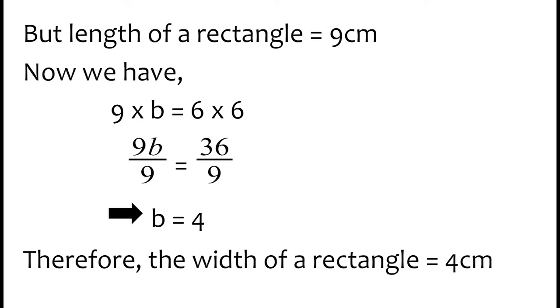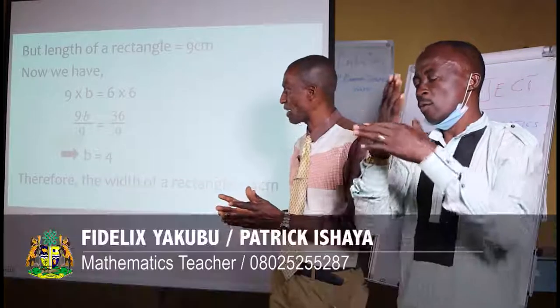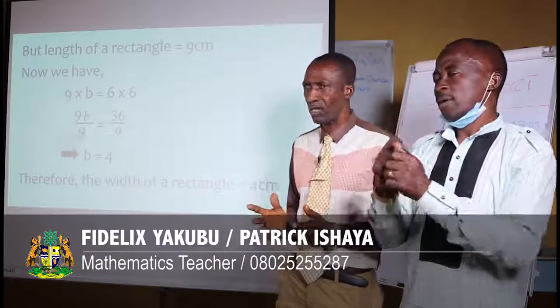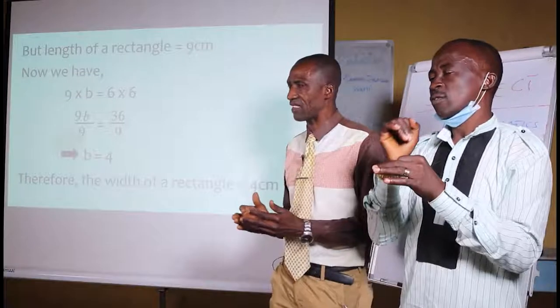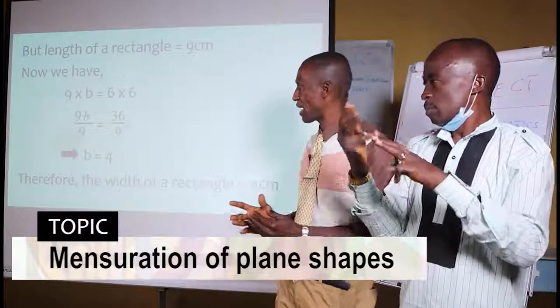9 times b, the answer is 9b. And 6 times 6, the answer is 36. To find b, you have to divide both sides by its coefficient, otherwise known as its multiplier.